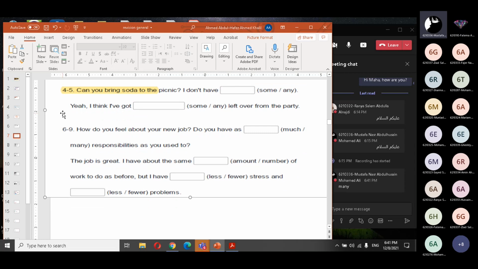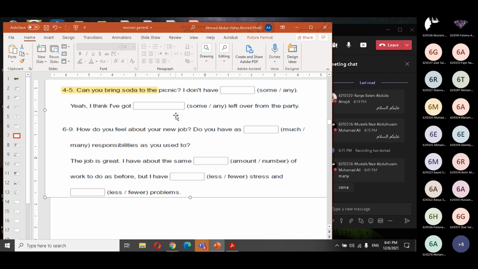Okay. This is also conversation between two. The first one: can you bring soda to the picnic? I don't have some or any? Any, for negative. The sentence here is negative. I don't have. So with I don't have, we use any. قال له yeah, I think I've got some or any? Some. Yes, I think I've got some left over from the party.